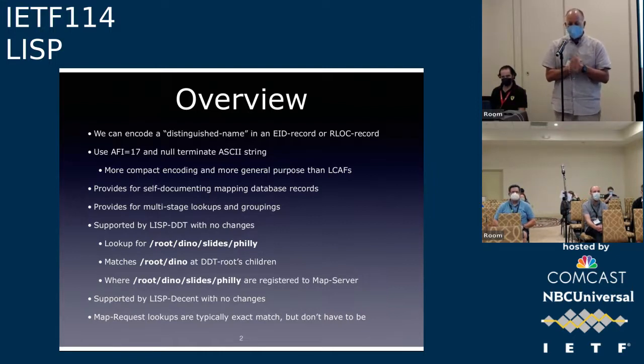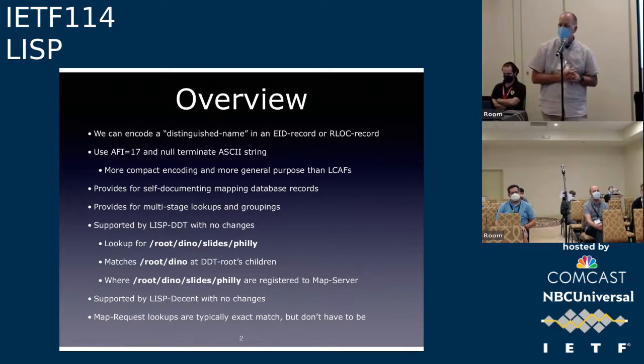The idea here is that we don't want to break the semantics of this string with power of 2 addresses. So DDT and LISP-DECENT, those two mapping database systems, could support this. For instance, if you did a lookup on /root/dino/slides/philly, it could match /root/dino at the DDT root, which would be the delegation authority for that part of the name. And then the children could support /slides/philly. So it looks more specific, just like it would be with a power of 2 address. It wouldn't have bit boundaries; it could have arbitrary boundaries. The designer of the mapping system would have to decide if the slashes were the boundaries, because they could be variable length.